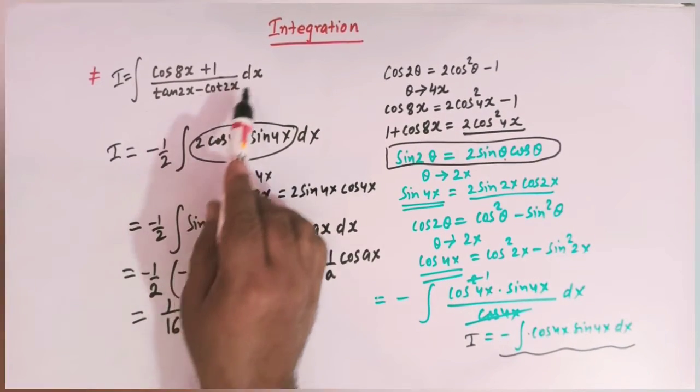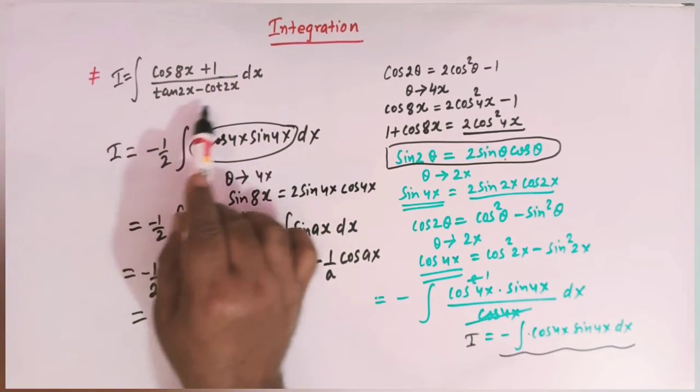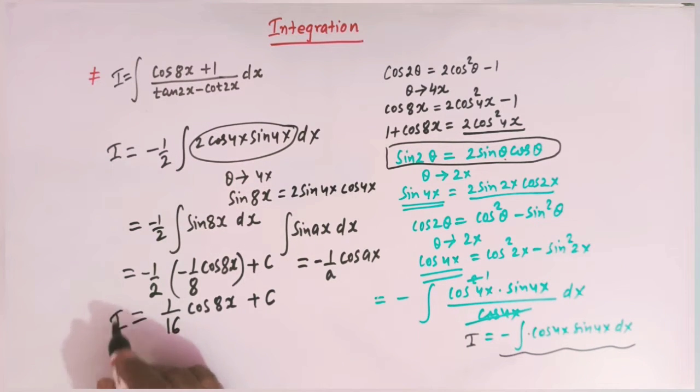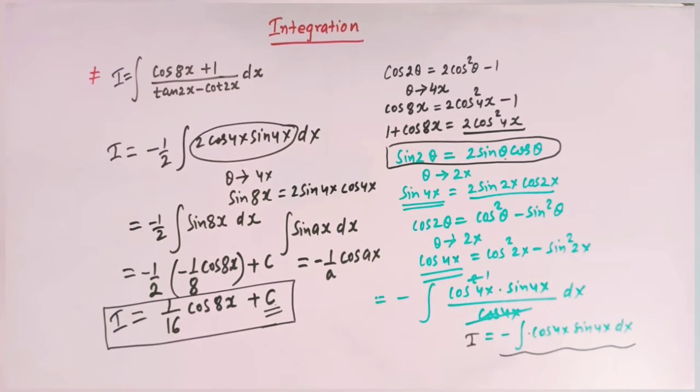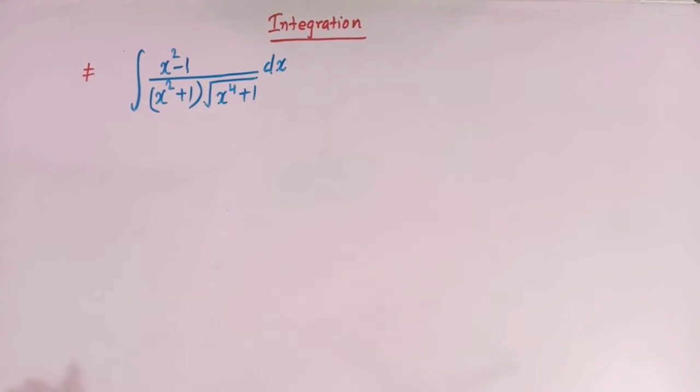So the integral of this function is equal to 1 over 16 times cos of 8x plus c, where c is the constant of integration, right? So let us take one more problem. So now let us take the second problem.